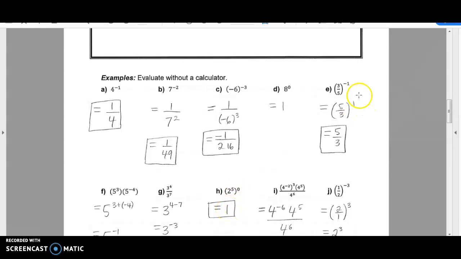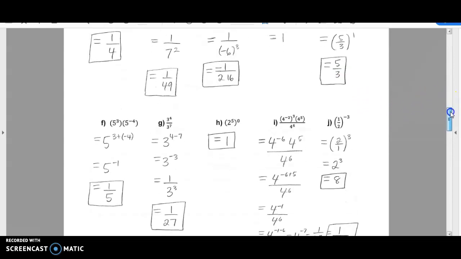Let me just go to e here. Here's an example where we have a fraction to a negative exponent, to the power of negative 1. So how do we deal with this? Just like these ones over here, we flip the base. So the base is 3 over 5. It becomes 5 over 3. Once we flip the base, that allows us to change this negative exponent to a positive. So then it becomes 5 over 3 to the positive 1, which is equal to 5 over 3.